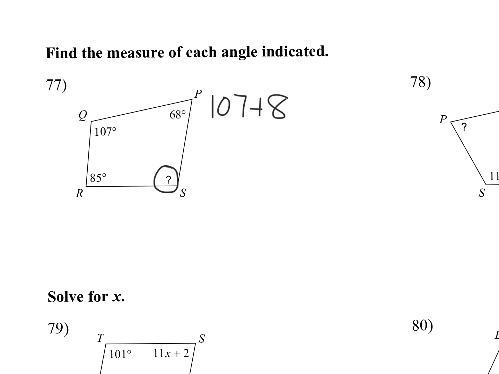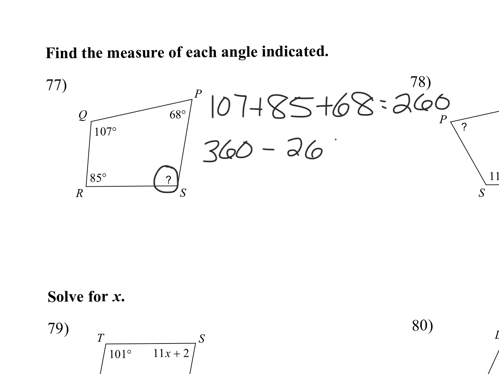And then minus. What do you get when you add all those up? 260. And then what's the last step? Minus 360. Yep. 360 minus 260 to get us 100.